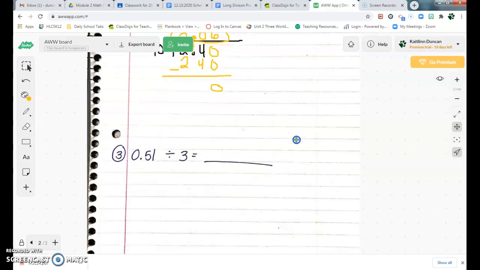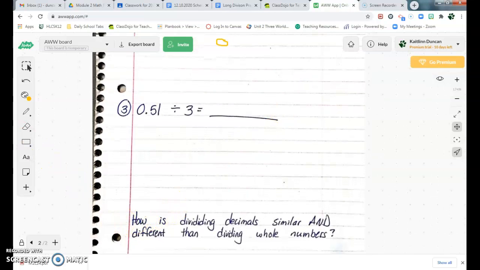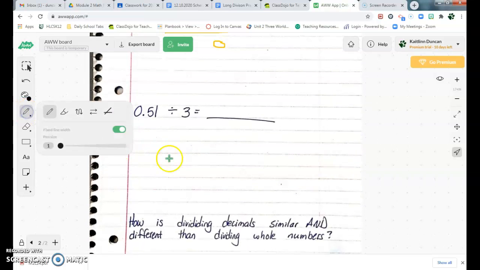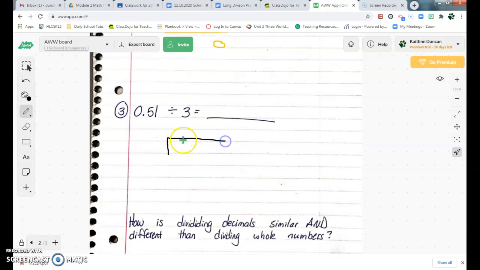All right, down here, our last problem. I'm going to go ahead and pick a color. Let's do black right quick here. Again, my dividend is going to go inside my house, so I have 0.51, and my 3 is going to go outside my house. How many times can 3 go in? Oh, sorry. First of all, we've got to throw that decimal up.